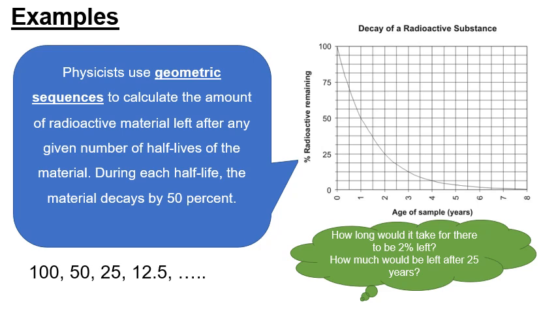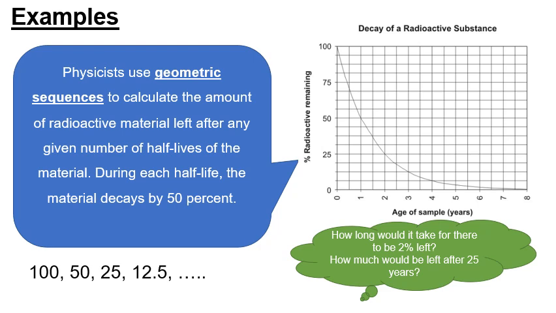Getting on to some more interesting examples. Physicists use things like geometric sequences to calculate the amount of radioactive material left after a given number of half-lives of the material. During each half-life, the material decays by half, or by 50%. So if we start off with an amount, let's call it 100%.